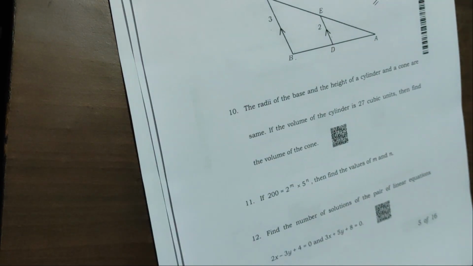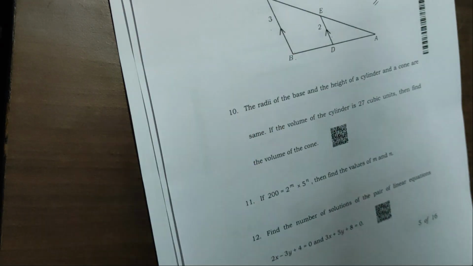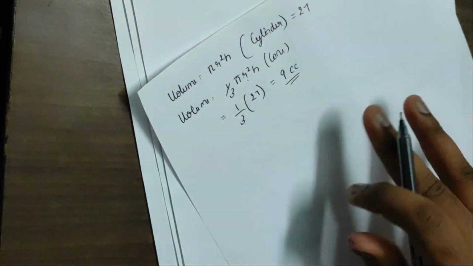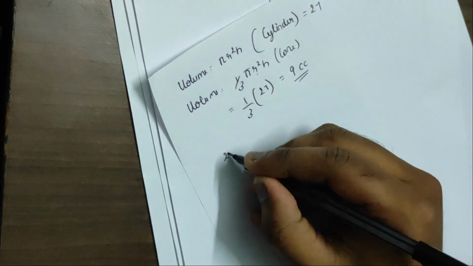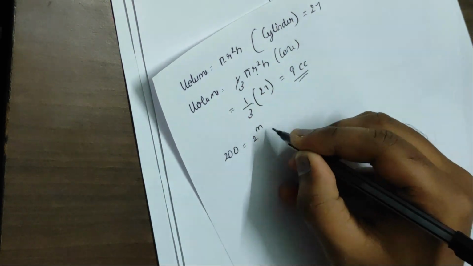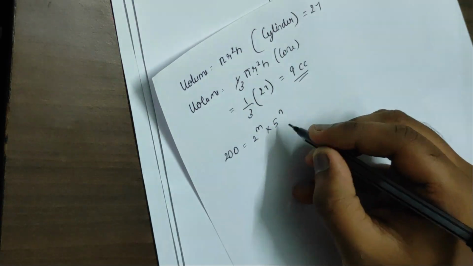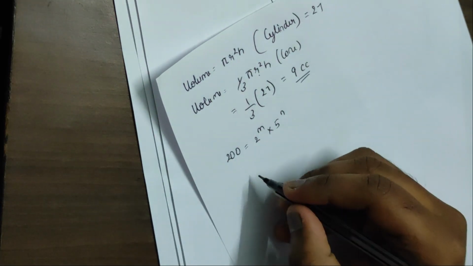Now let us go into the 11th question. If 200 is equal to 2 to the power m into 5 to the power n, then find the values of m and n. Here 200 is given as 2 to the power m into 5 to the power n. We have to find the values of m and n.